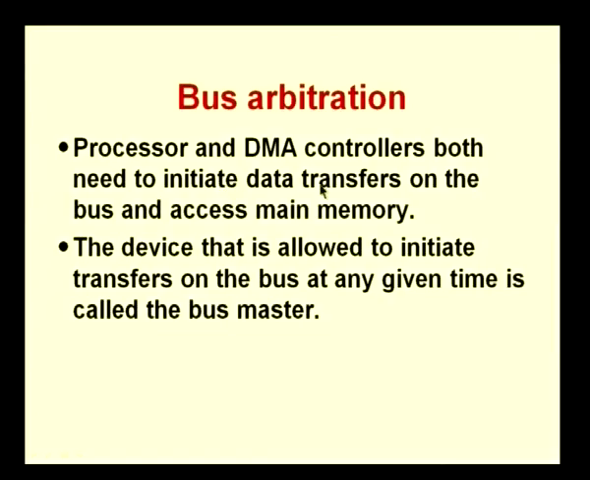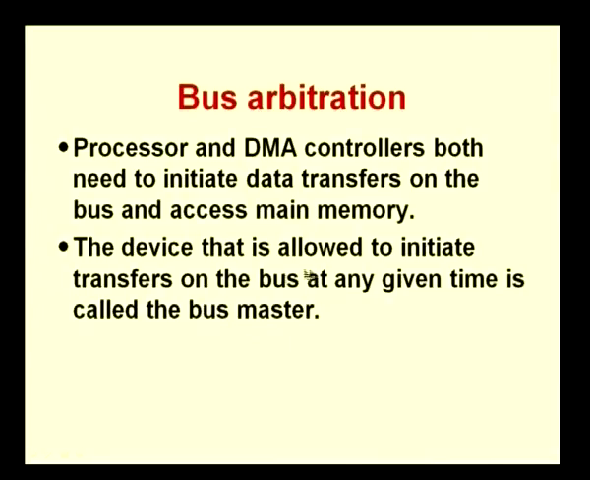Okay. So, here now we are talking about the processor and the DMA controllers both wanting to initiate data transfers on the bus and access main memory. So, now who is going to be given the bus? That has to be determined by a mechanism called bus arbitration. And normally the term that we use for the device having control of the bus is called the bus master.